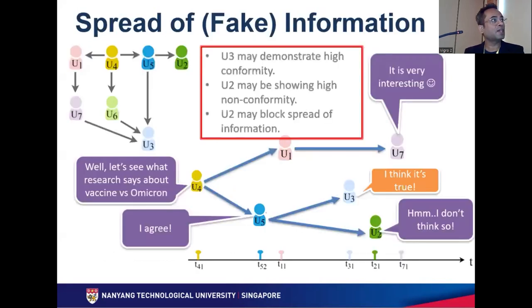Again, going back to this example, you three, I think it's true, may demonstrate high conformity. And on the other hand, you two may show high non-conformity. What is the effect of that, let's say, in the context of information diffusion? You two might block the spread of information.